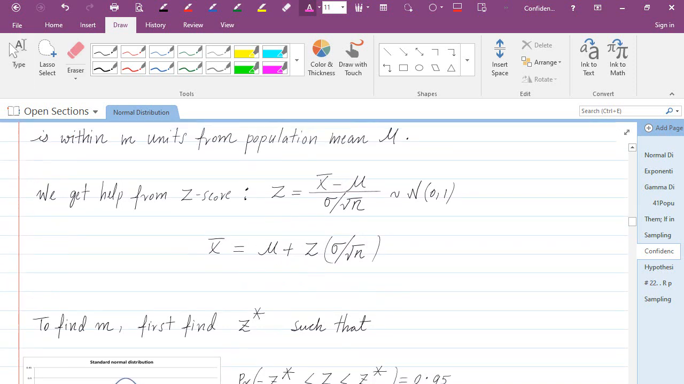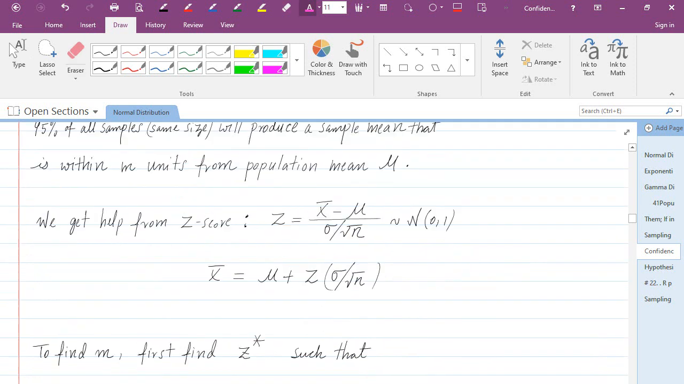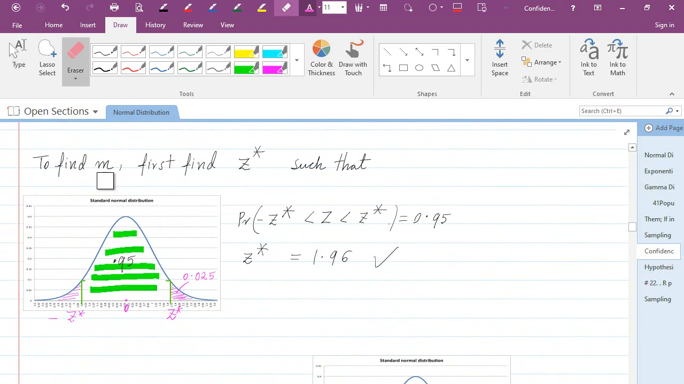And so again, remember, my goal is to find an m so that the probability that x bar is m units from the population mean is that. So instead of finding this first, we're going to first find an m. So to find an m, we're going to first find the z-score z star, so that the probability that the z-score is between negative z star and positive z star is 95%.